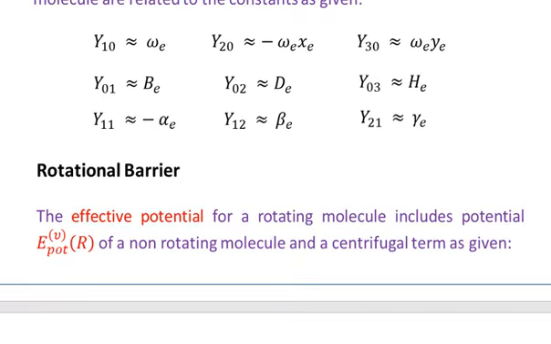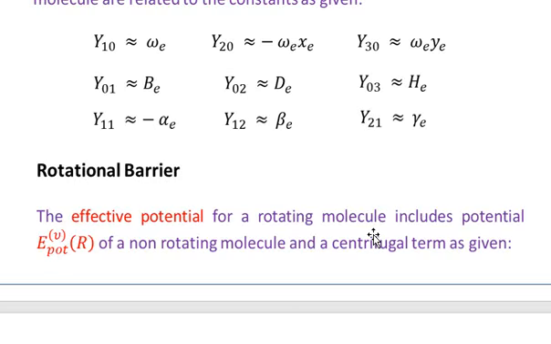Now let's talk about the rotational barrier. The effective potential of a rotating molecule. The effective potential of a rotating molecule includes the potential E potential as a function of R, with a superscript V meaning that this corresponds to the vibrational level in state V.